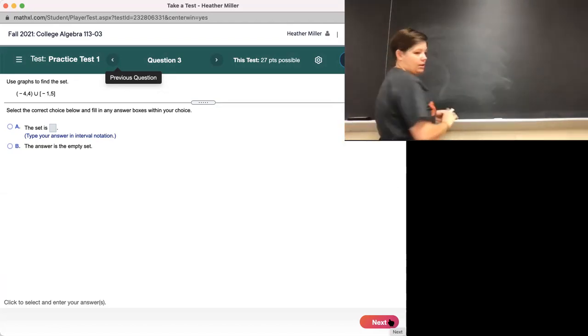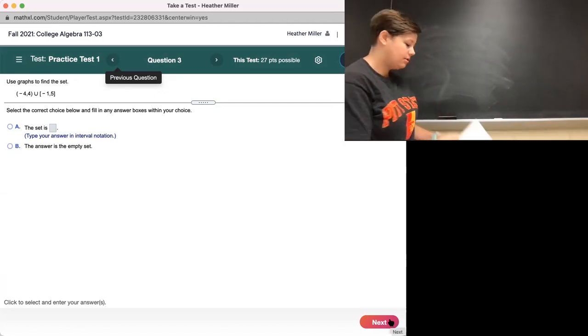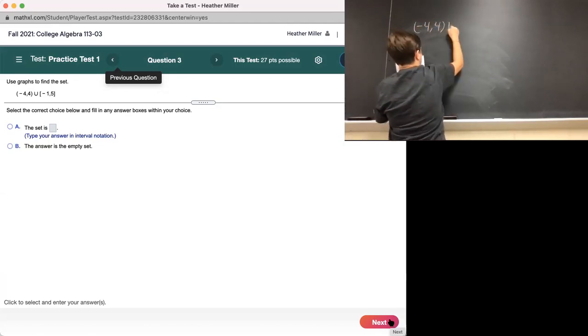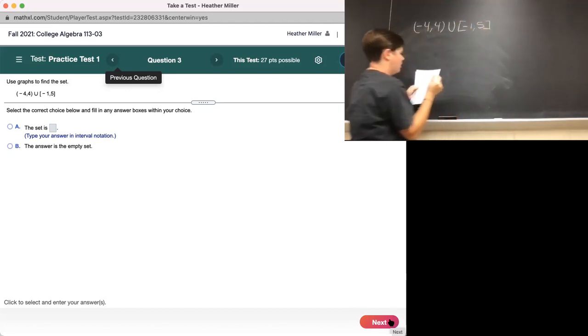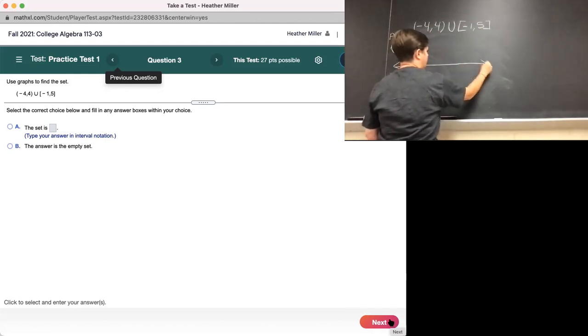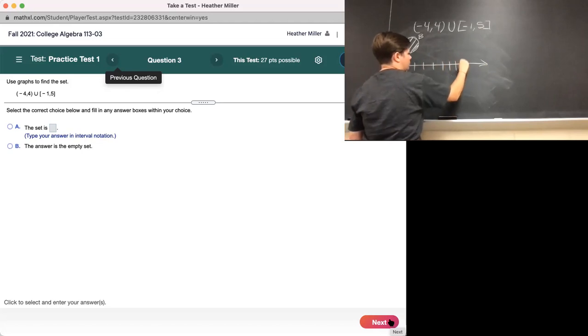All right. The next one says use graphs to find the set. So we have (-4, 4) union [-1, 5]. Okay, so remember union, that's with our Venn diagrams. A union of like A and B would be everything in A and everything in B. Okay, so if we're doing this on a number line, let's see, when you go -4, -3, -2, -1, 0, 1, 2, 3, 4, 5.